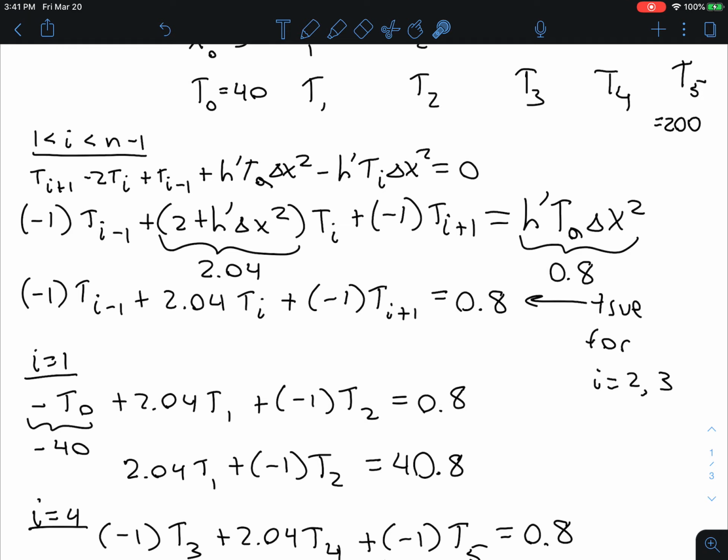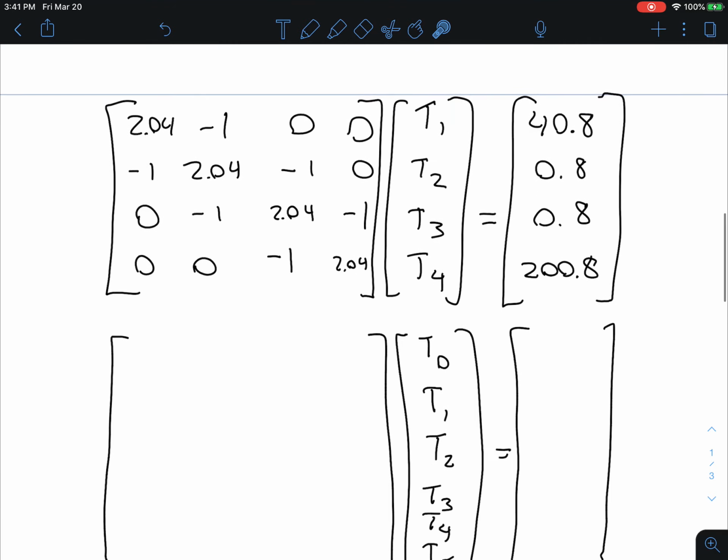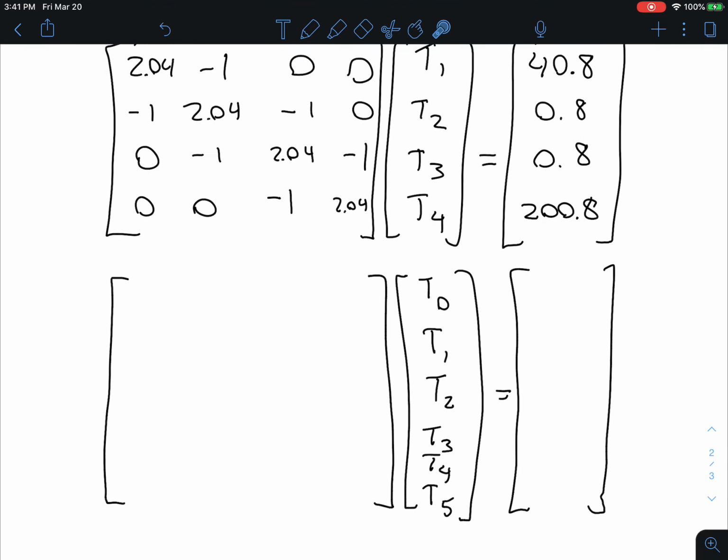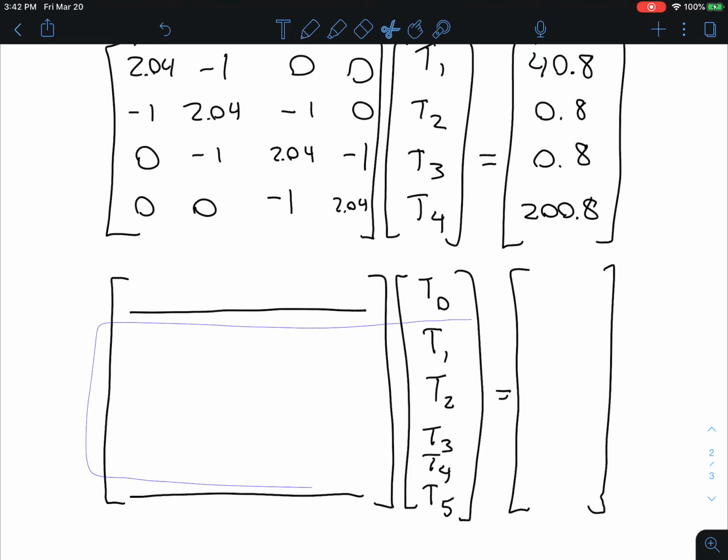And notice the pattern here. You have a -1, 2.04, and -1. You have a point on the other side. If we do not know T0 and T5, then this matrix actually continues to follow that relatively simple pattern. So I'm just going to make a placeholder here and here, and I'm going to fill in the middle of this matrix, which is just going to follow the same pattern that we saw in the previous matrix.